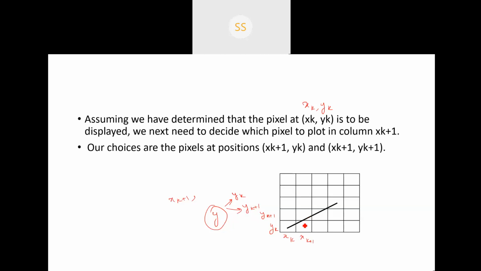Now if you look at this, the line is going from between, you can assume, the two pixel positions at xk plus 1, yk and xk plus 1, yk plus 1. You can say these 4 pixel positions. I'm going to show it to you.